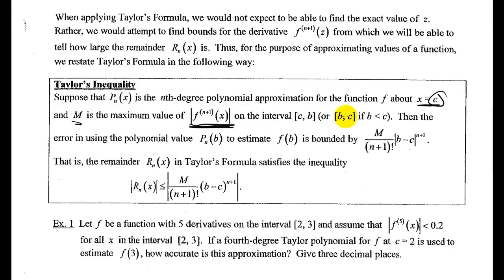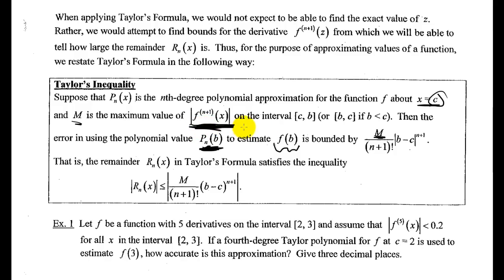On the interval c to b, or b to c if b is less than c, then the error in using the polynomial value to estimate f of b, so the error of using this approximation to approximate this function, is bounded by M, the maximum value of this derivative.